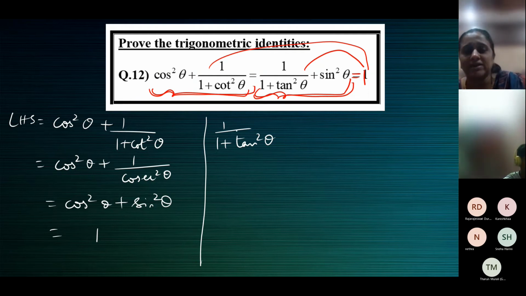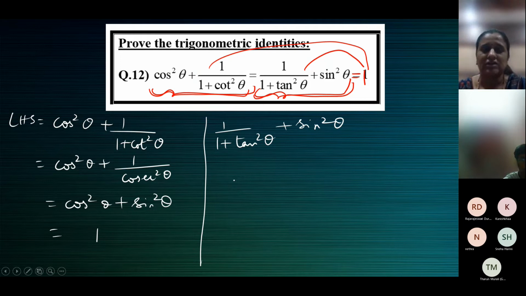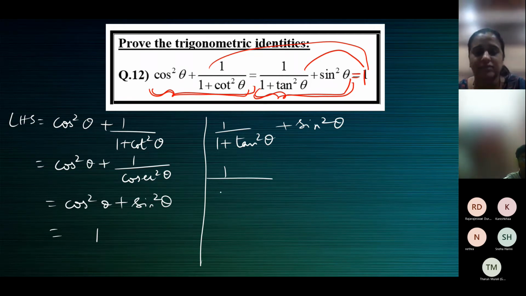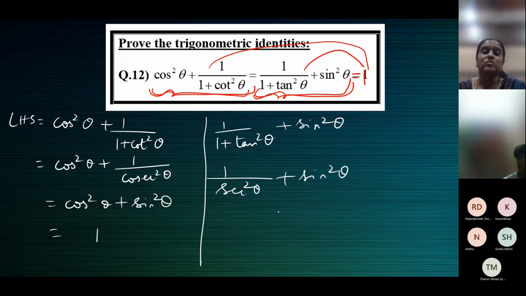Okay, so the other part is 1 by 1 plus tan square theta plus sine square theta. See, when you have sine and cos, it's fine. If you have something else, try to change it to sine and cos. Now, what is 1 plus tan square theta by the identity? Secant square theta. So it is 1 by secant square theta plus sine square theta. What is 1 by secant theta? Cos theta. So it will be cos square theta plus sine square theta, which is 1.